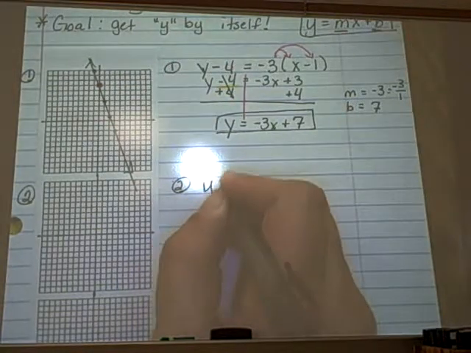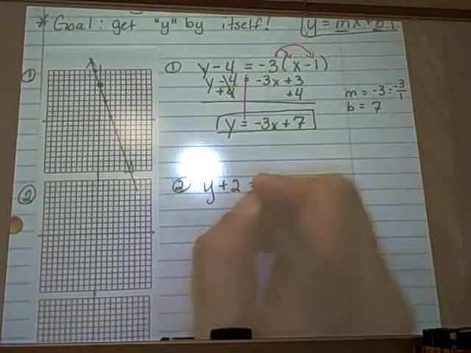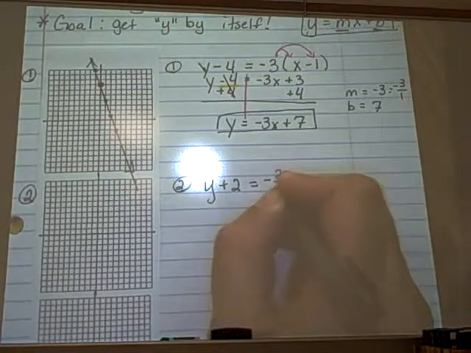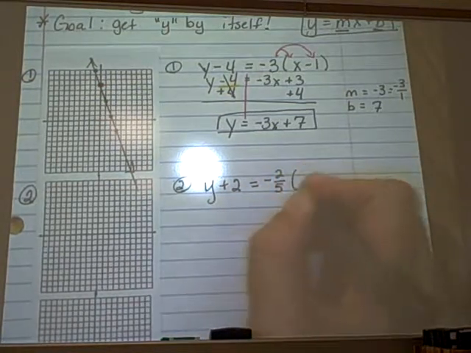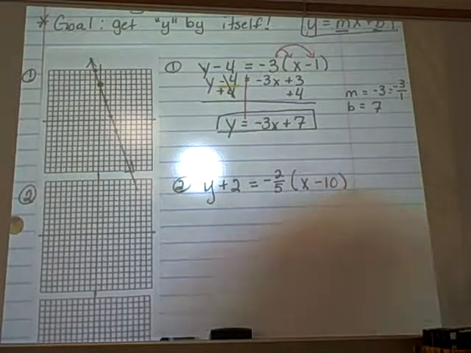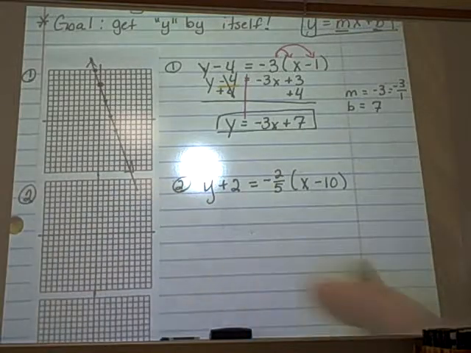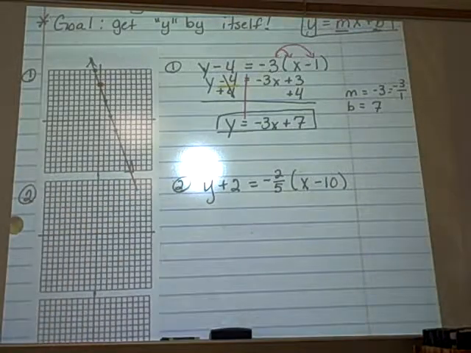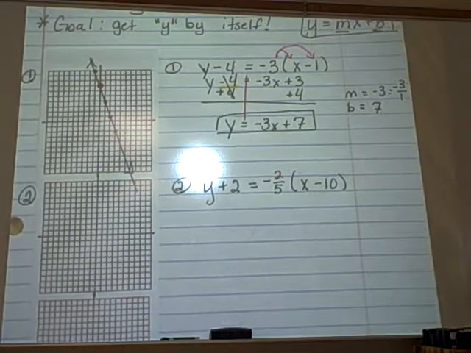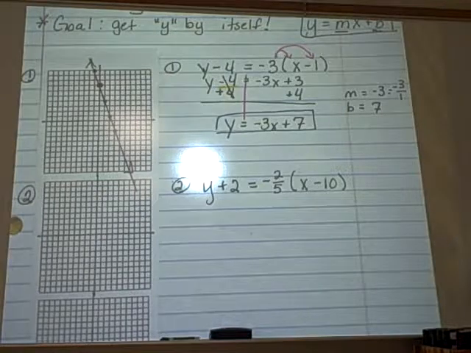I'll slow down. Y plus 2 equals negative 2/5 x minus 10. Okay, so that's in point slope form. I need it in slope intercept form. I want it converted to slope-intercept. Convert means to switch things around, manipulate things so that it'll work in a different format.